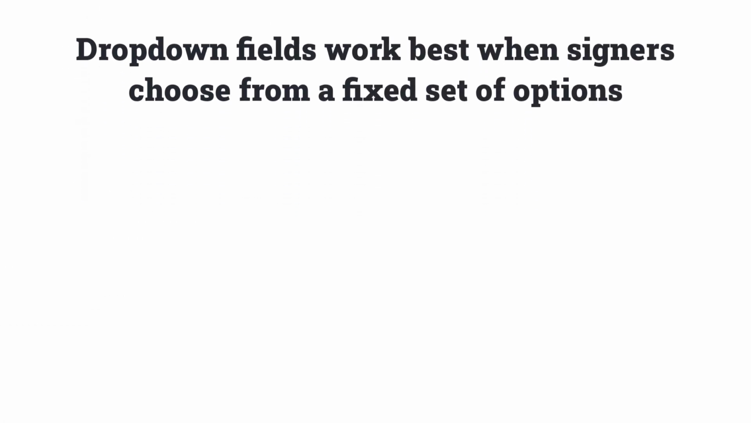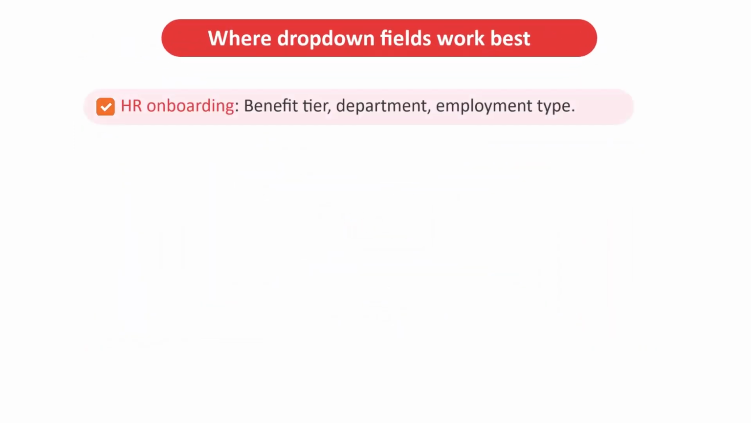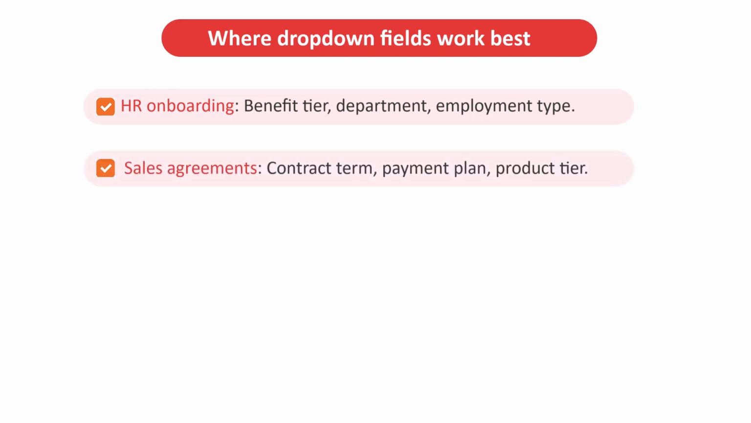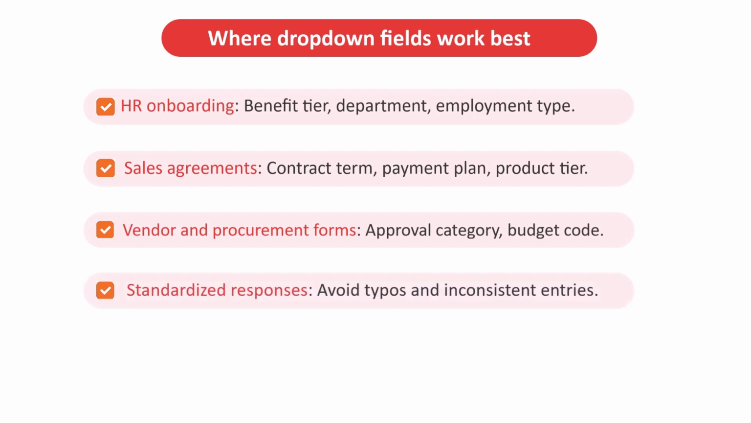Drop-down fields work best anywhere you need signers to pick from a fixed set of choices instead of writing something in. Think HR onboarding packets, like benefit tier selection, department, or employment type. Sales agreements, like contract term length, payment plan, or product tier. Vendor and procurement forms, like approval category or budget code. Anywhere a free text box invites typos or inconsistent answers, a drop-down is the better fit.